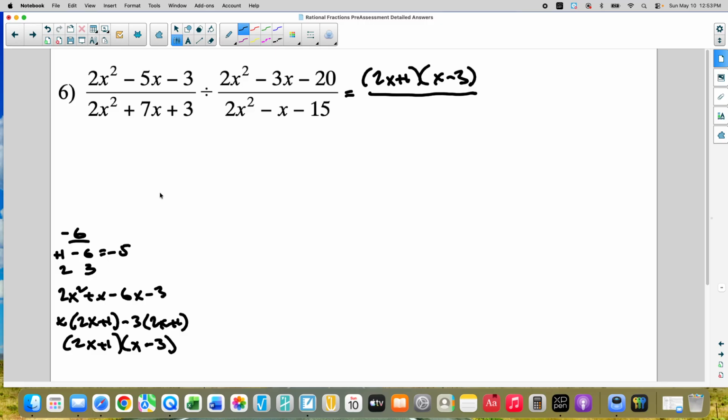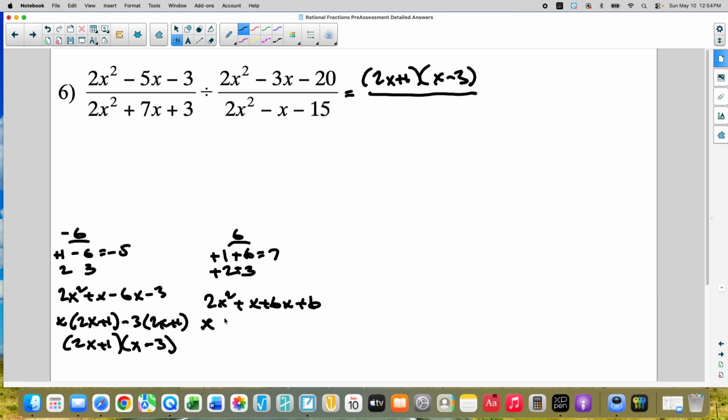So let's do this one. 3 times 2 is 6. So factors of 6 are 1 and 6, 2 and 3. Signs are the same. Both are positive. Gives me 7. So we have 2x squared plus x plus 6x plus 3. Looks very similar.